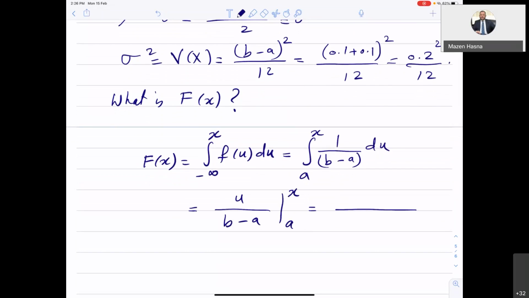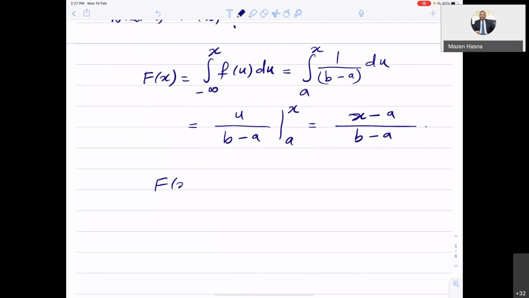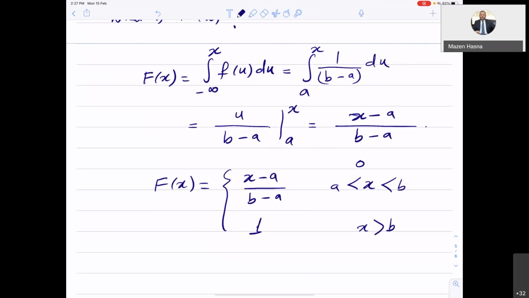What? x minus a over b minus a. So F of x is simply x minus a over b minus a when x is between a and b, 1 when x is greater than b, and 0 when x is less than a.